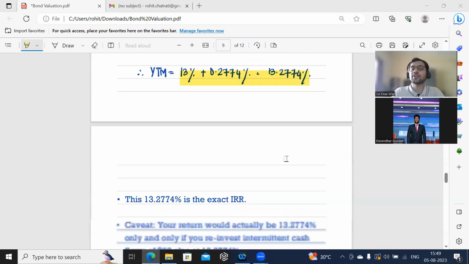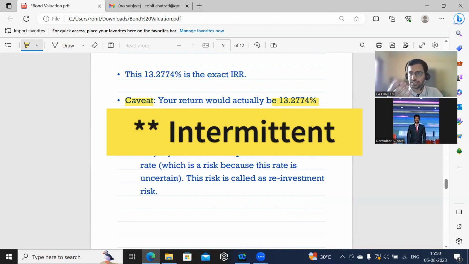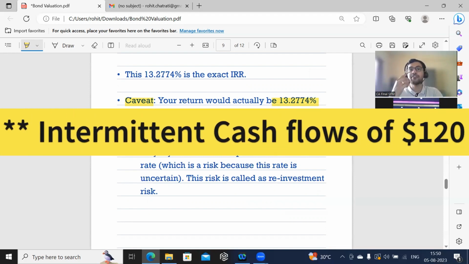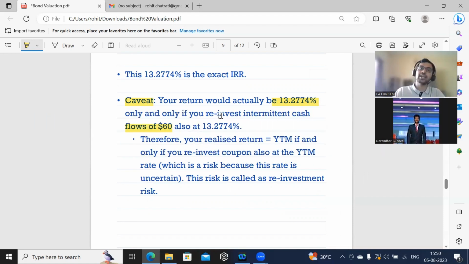Now I would like to introduce a major caveat, or a major condition. All right, caveat refers to a condition. Your return would only be 13.2774 if the intermittent cash flows, what you're receiving in the form of coupon, are also reinvested at 13.2774.